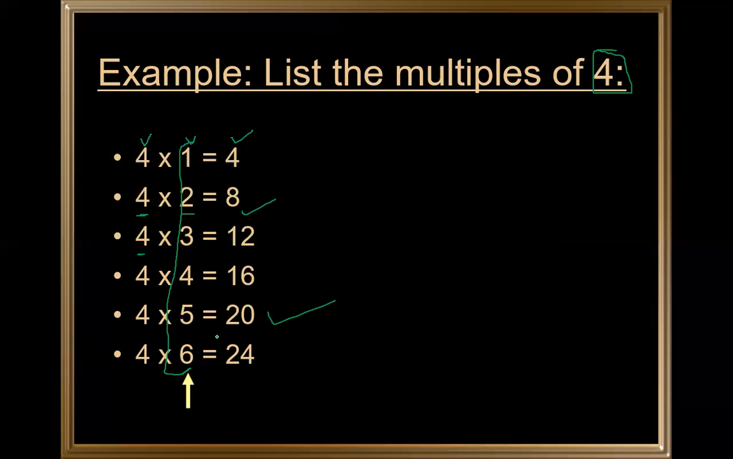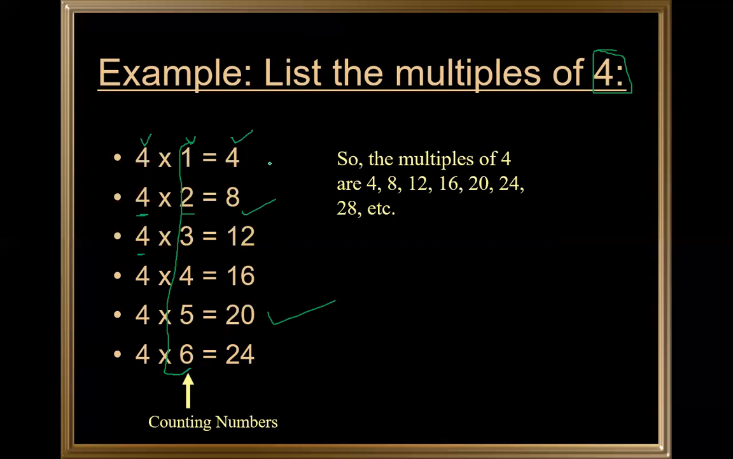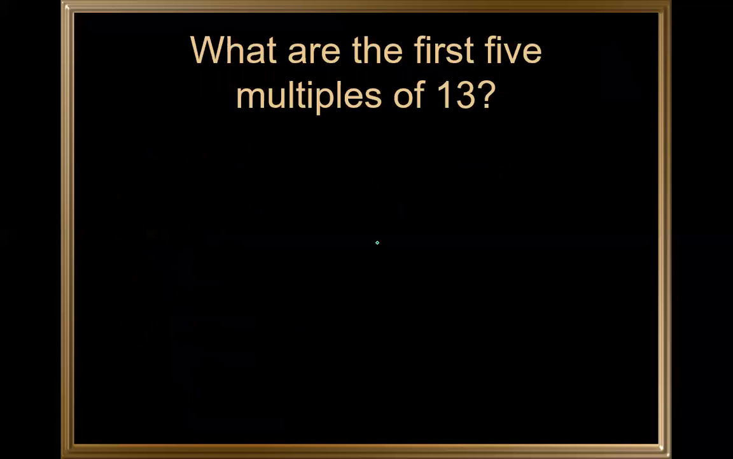These are called counting numbers. And I have multiplied these counting numbers by 4 to get the products. And these products are nothing but the multiples of 4. So the multiples of 4 are 4, 8, 12, 16, 20, 24, and 28.